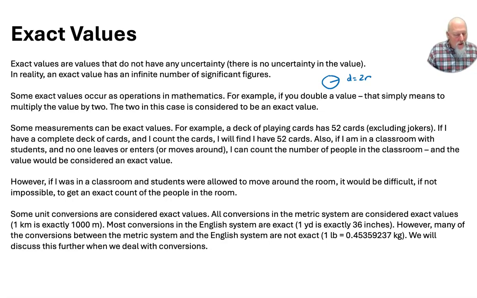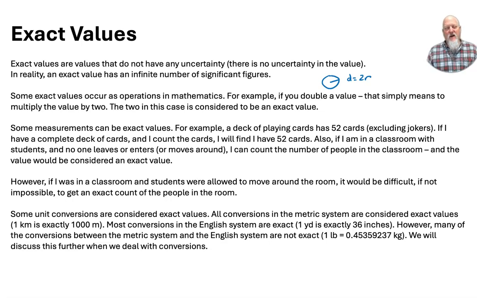But you can also get exact numbers in measurements. If you're counting a small number of things, or they don't move around and you can control them, you can get exact measurements. For example, a deck of playing cards, excluding jokers, there's 52 cards. There's 4 of every one. There's 4 aces, 4 twos, 4 threes, 4 fours, all the way up to kings. That's 52. So if you have a deck of cards, you can count how many cards there are exactly.